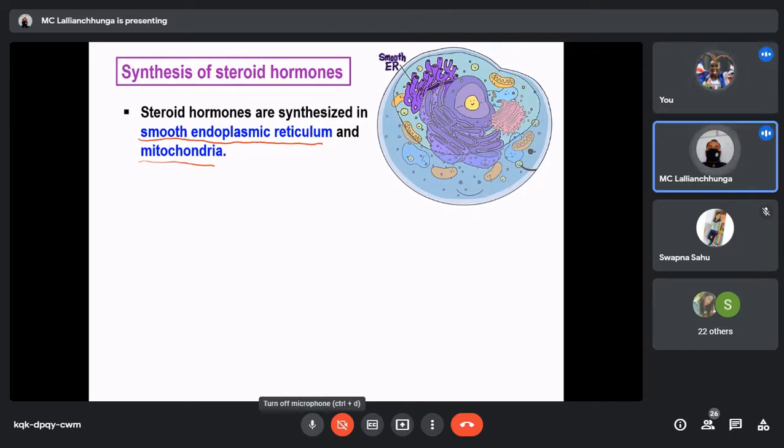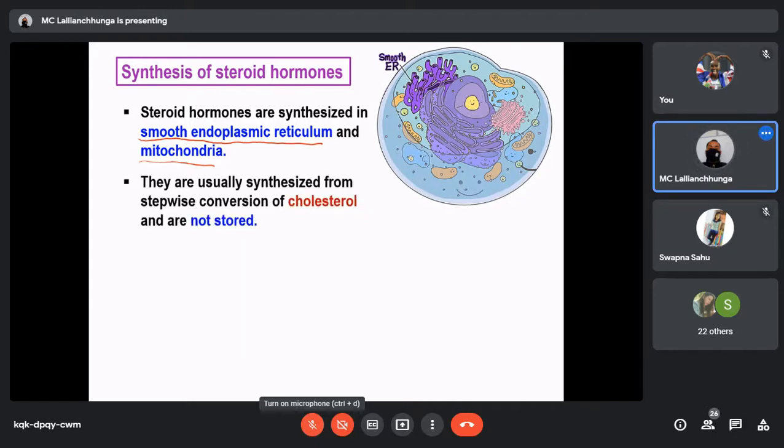Can you tell me? Rough endoplasmic reticulum. So steroid hormones are synthesized in the smooth endoplasmic reticulum as well as mitochondria. They are usually synthesized from stepwise conversion of cholesterol, and they are not stored.